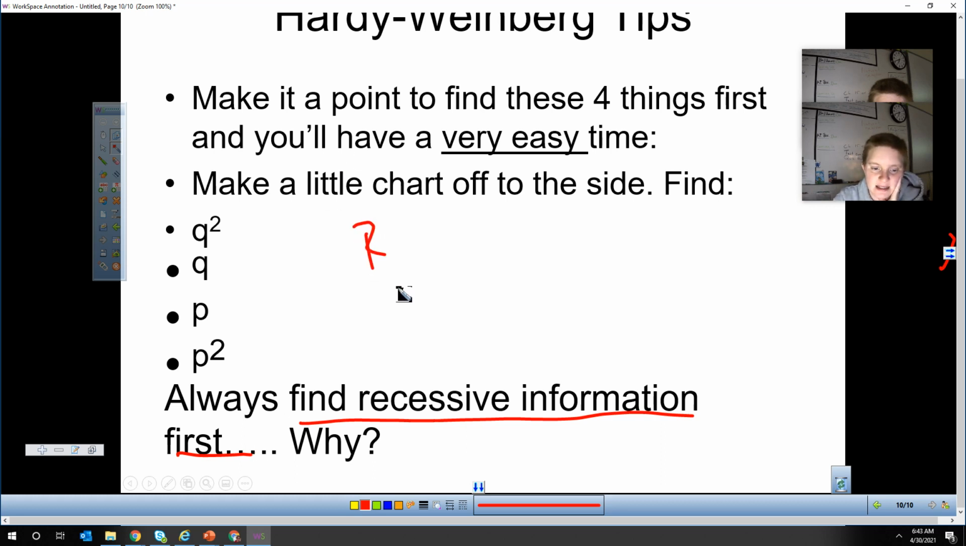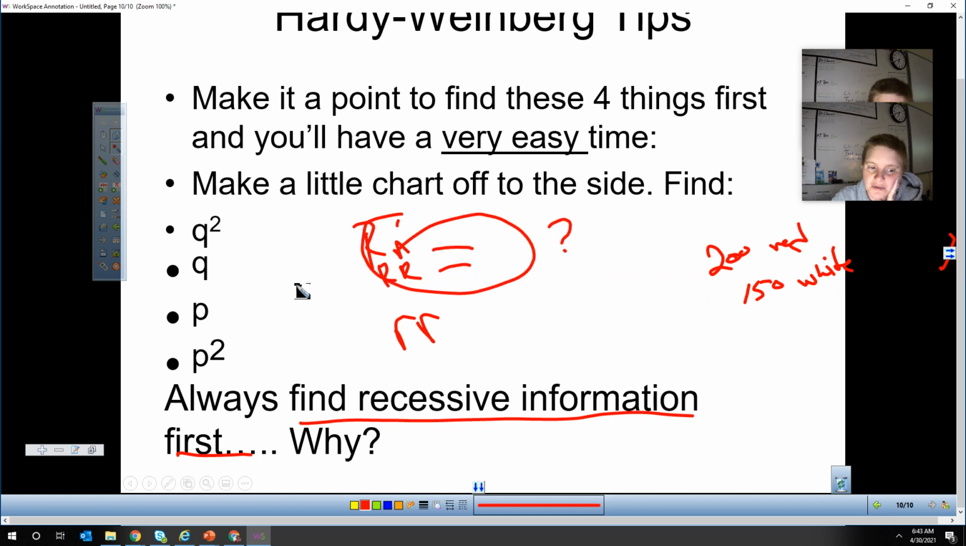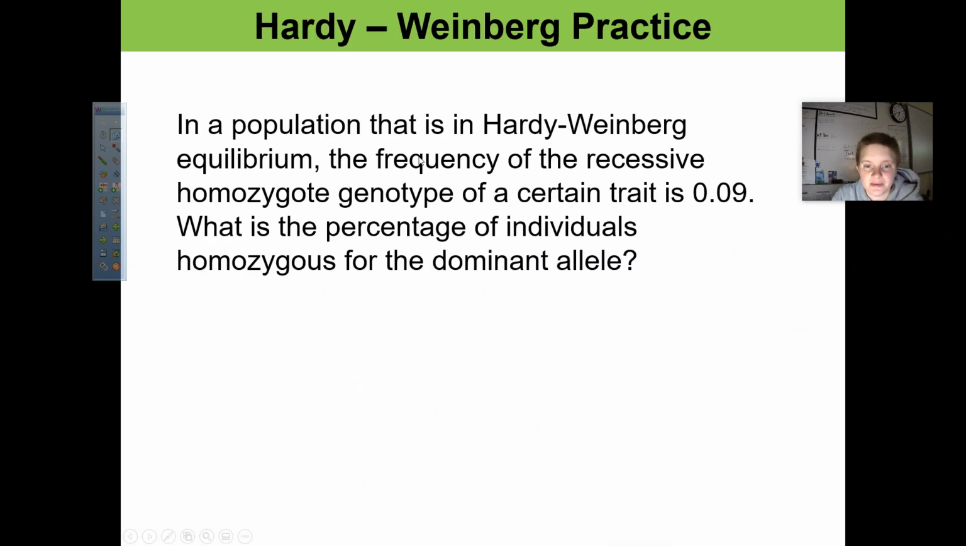Because if I say red is dominant to white, right? Red could be big R, little r, or big R, big R, but white, you can only be little r. So if I say, all right, 200 of them are red and 150 are white, well, out of these red, you don't know who's big R, big R, and who's big R, little r. So it's really hard to figure out the p stuff first. But white, you know that all of those guys have to be little r. So it's actually really easy to figure that out, because you know anybody that's white is little r. So always go with the recessive one first.